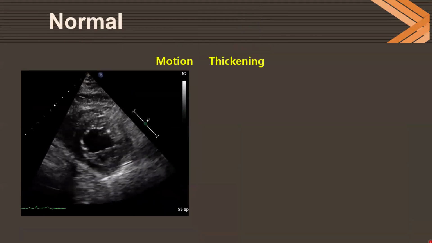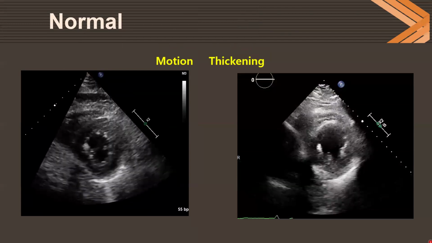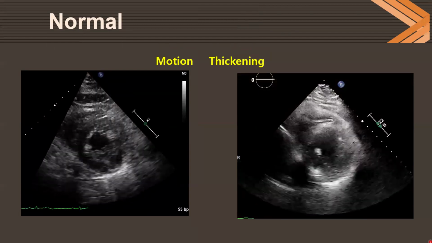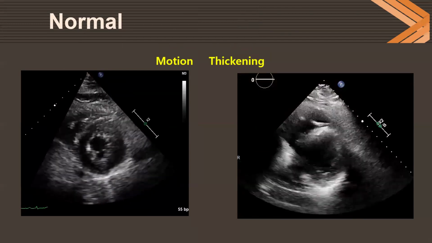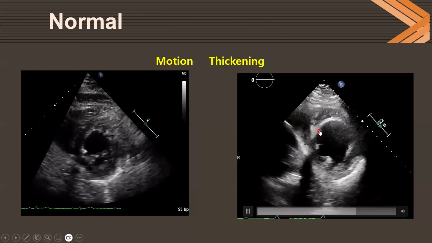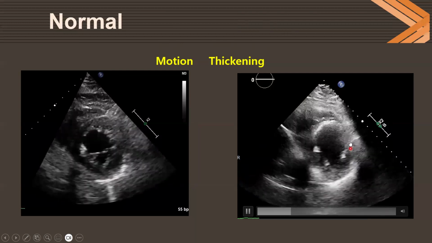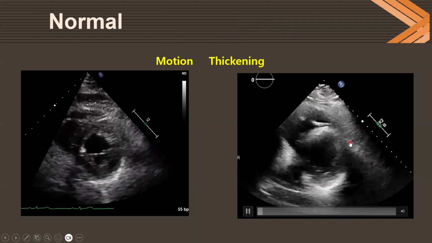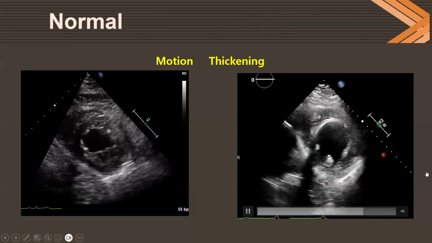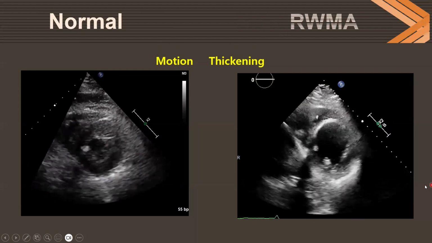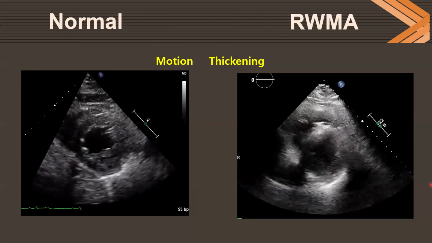The same applies here also. This is normal, but what's wrong with this ventricle? You will find that some walls are moving well, others are not. As you see here, these walls are not moving well. Other walls move well and there is adequate thickening in them. And this resembles regional wall motion abnormalities.